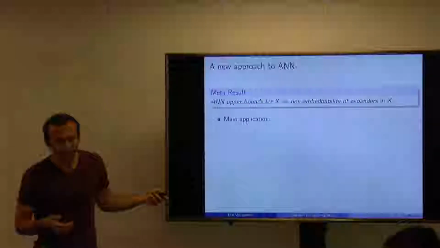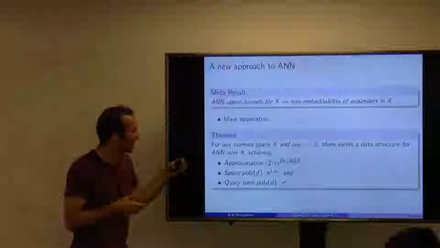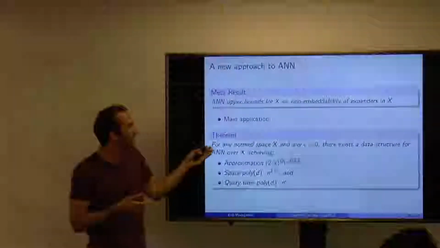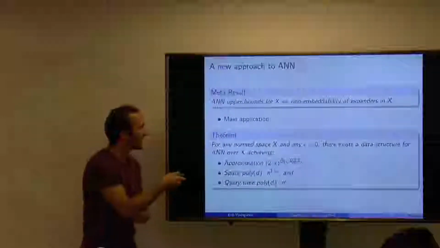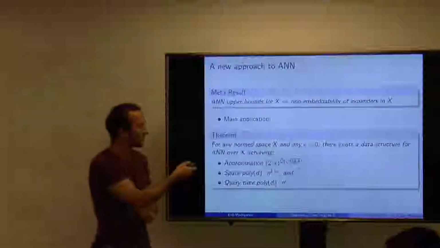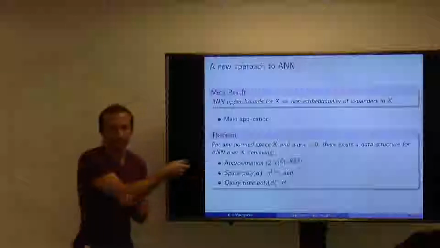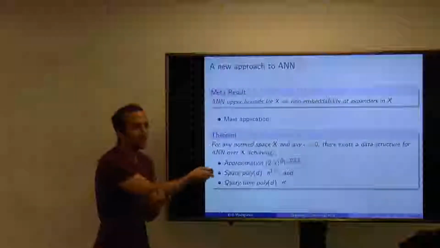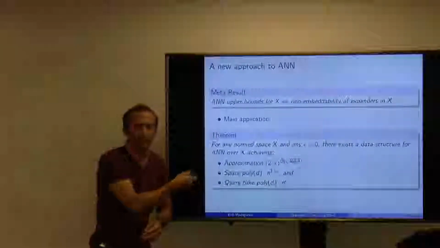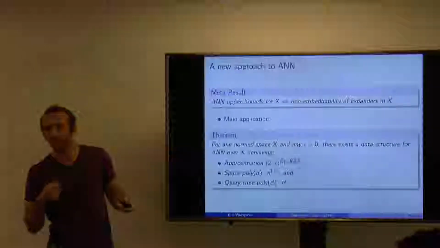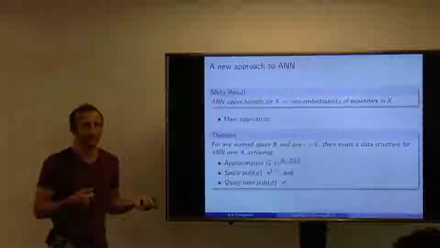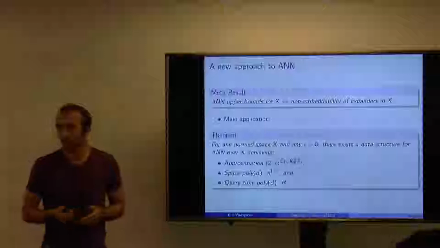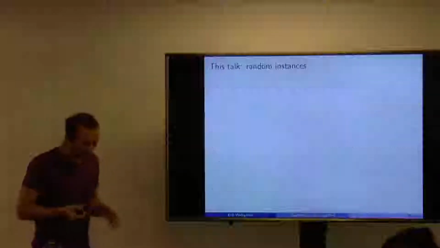So I'll go more into details about what this means specifically, but the main application from studying it from this perspective will be the following theorem, which basically says that for any norm space and any epsilon, I'll design a data structure for X which gets approximation 2 to square root log d, using space which is poly d times n to the 1 plus epsilon and query time poly d times n to the epsilon. So doing much better than what I would be able to do from John's theorem.